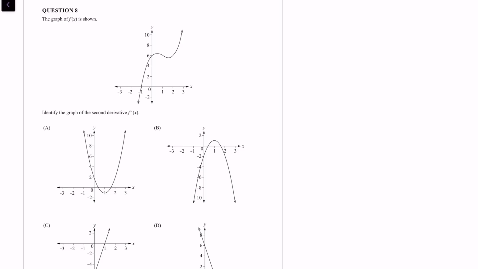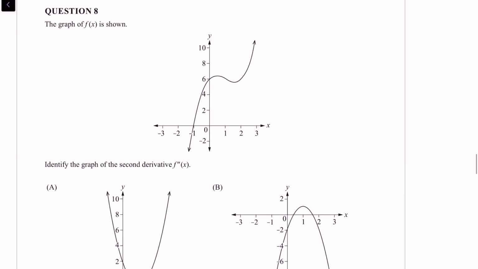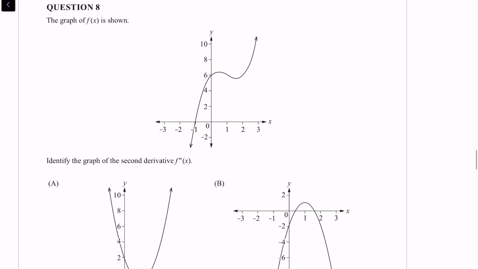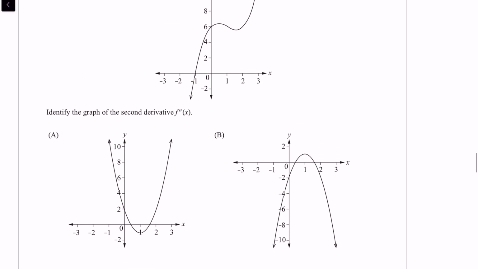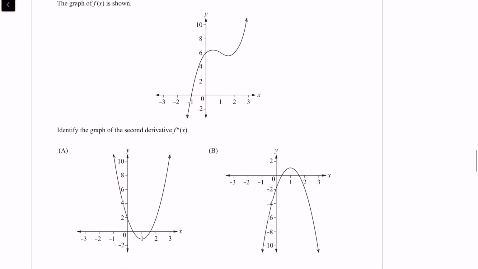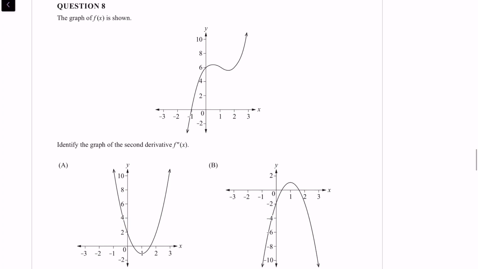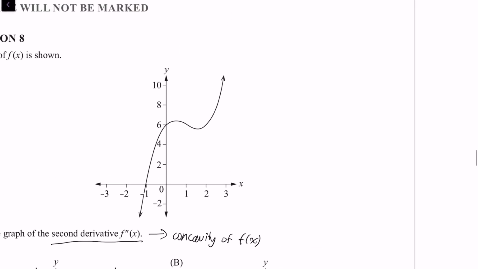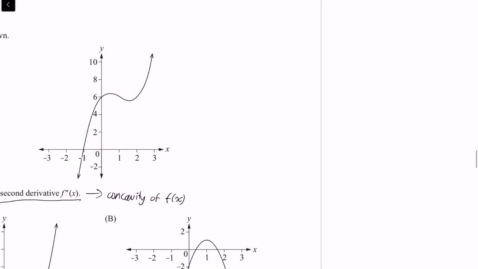Okay, and continuing on to question 8, the graph of f function of x is shown right here, and we want to know the graph of the second derivative f dash dash of x. So we need to understand what the second derivative means. It basically relates to the concavity of the original function f of x. So when we talk about concavity, we mainly have 3 different main points.